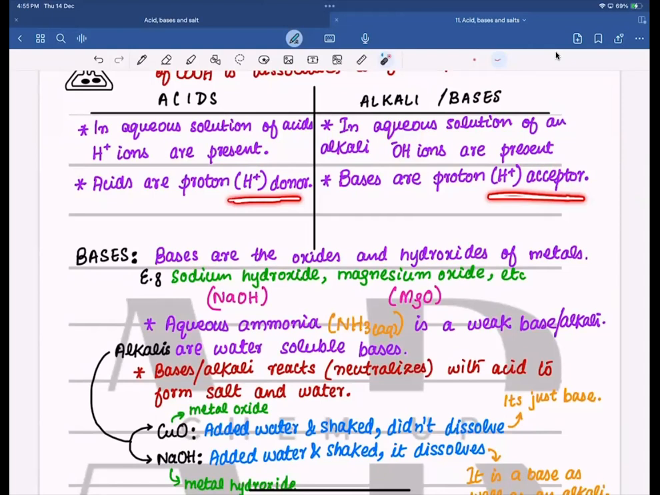Sir, the ethanoic one was an acid, right? Yeah, it is, because it is producing hydrogen ions, it is donating hydrogen ions.